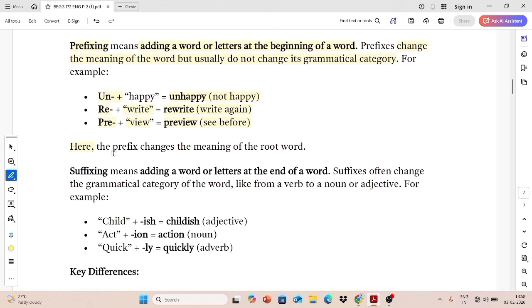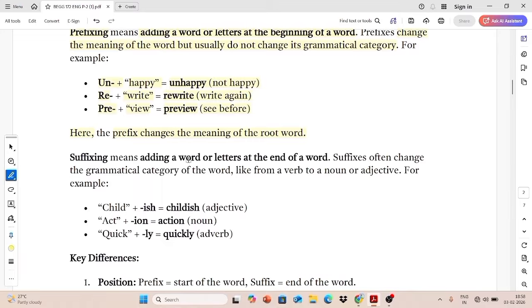Okay. Here the prefix changes the meaning of the root word. So which is the root word here? Happy, write and view are the root words and prefix have changed the meaning of the root word. So let us see what is a suffix now.